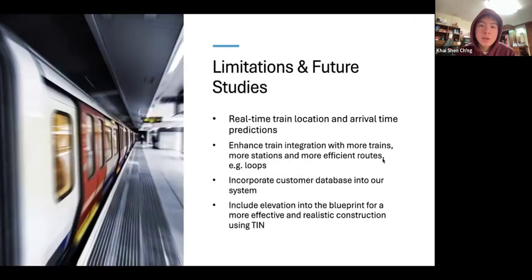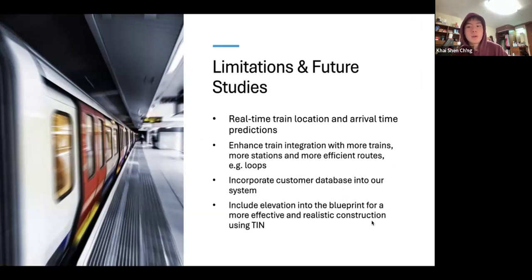And to touch on that, these are some of the limitations that we face and the things that we want to work on in the future. One thing is real-time train location and arrival time predictions. Like I spoke about in the previous slide, a lot of things were hard-coded. So our goal is to provide the train location at any given time, whether the train station is still operating or not, and what time you arrive at certain places. That's what we aim to achieve.